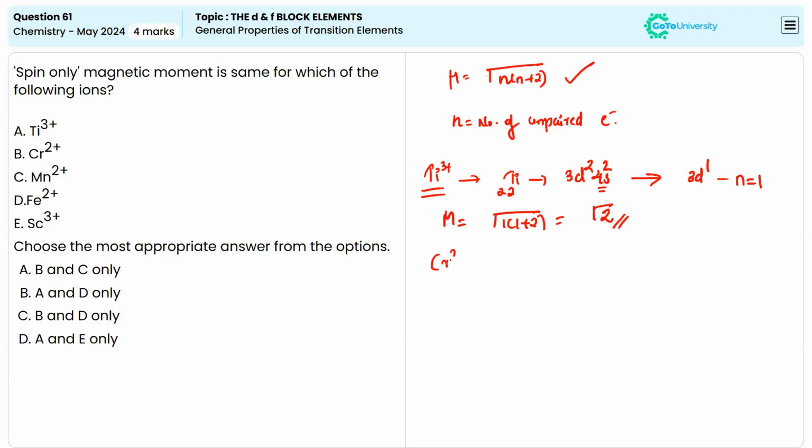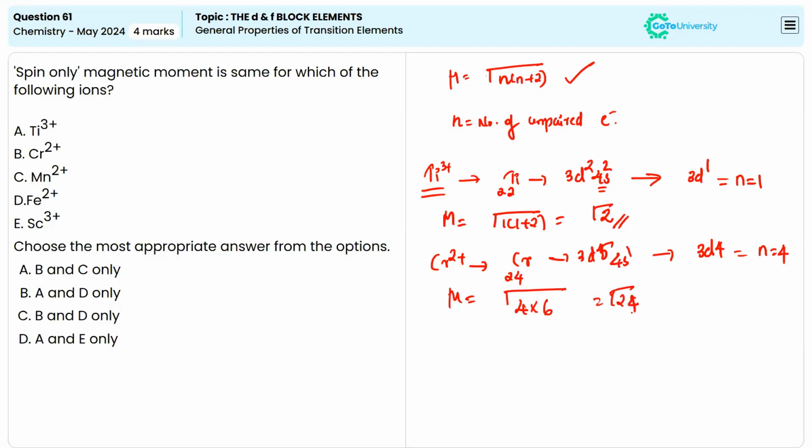Similarly, next we find it for Cr2 plus. Chromium has atomic number 24, that is 3d5 4s1. Chromium 2 plus means 3d4. So all 4 electrons will be unpaired, because 5 orbitals are there in the d subshell. So n equals 4 and mu will be square root of 4 into 4 plus 2, 4 plus 2 means 6, so 4 into 6, that is square root of 24.